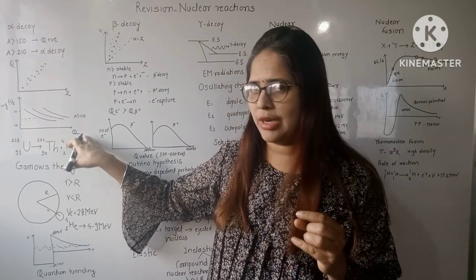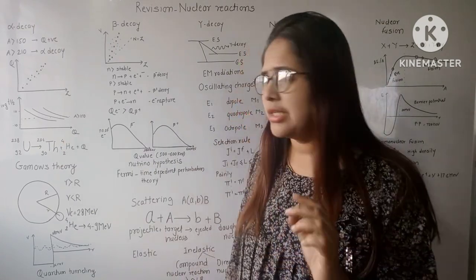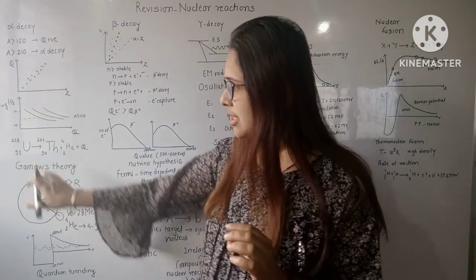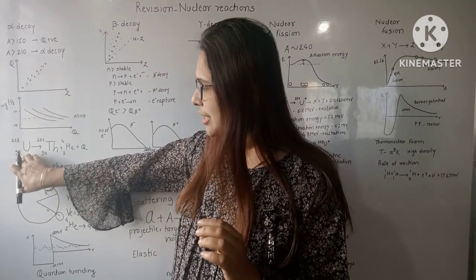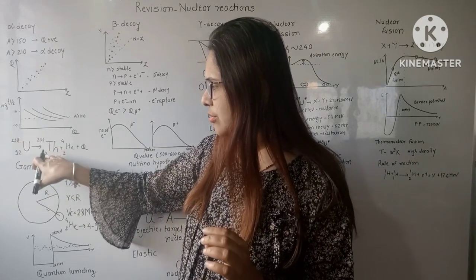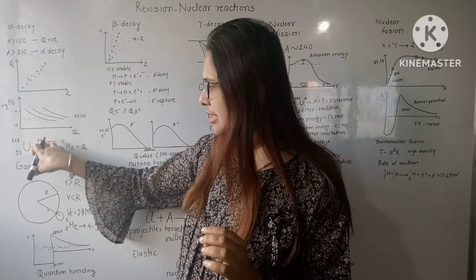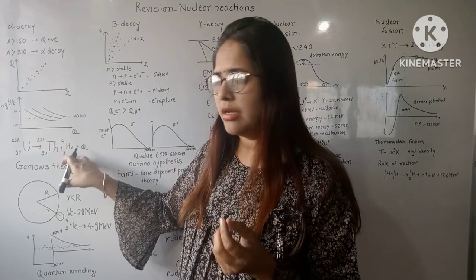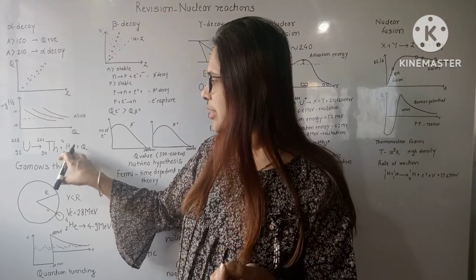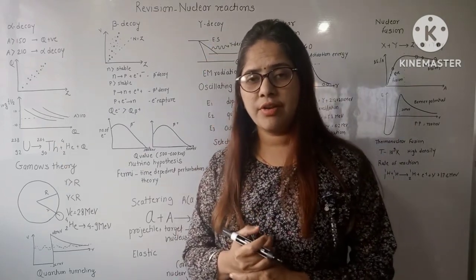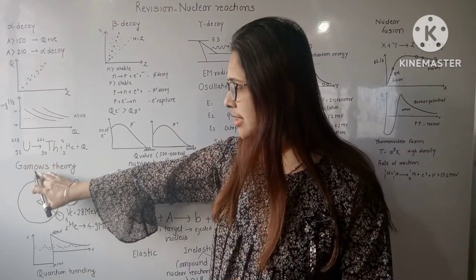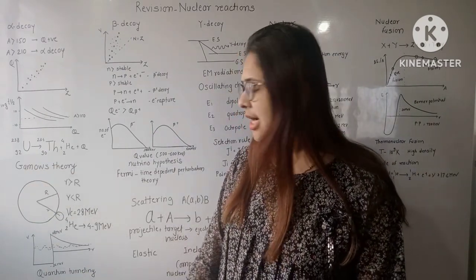Now we have taken one example of an alpha decay process in which uranium-238, 92U238, gives out thorium-234, 90Th234, plus one helium atom, which is nothing but the alpha particle, 2He4. The explanation of this alpha decay was given by the scientist Gamow. We know it as Gamow's theory of alpha decay.